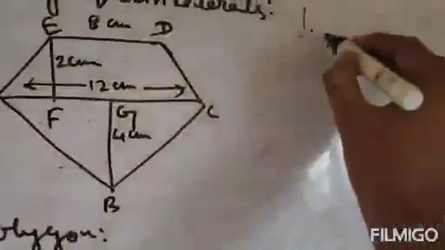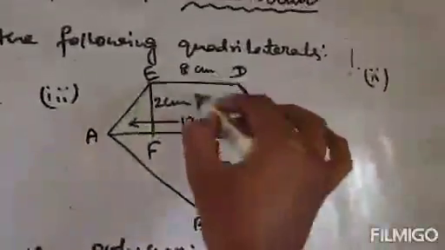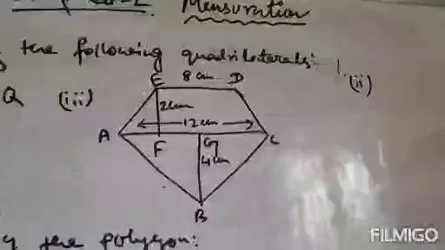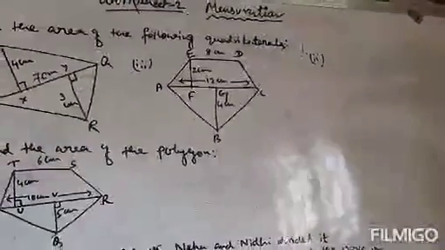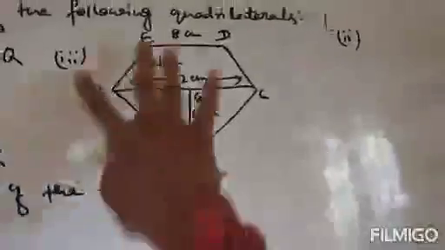Next, part 2. The diagram is given. This is a pentagon: 1, 2, 3, 4, 5. So there are 5 sides, that means it is a pentagon. We have to find the area of this pentagon.